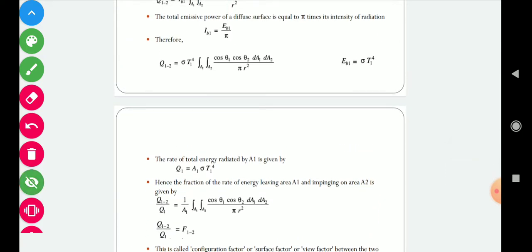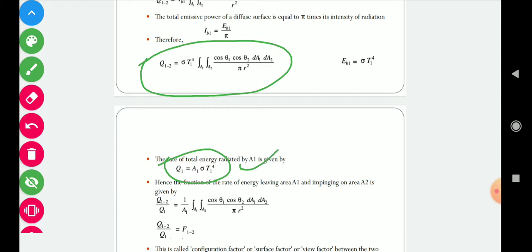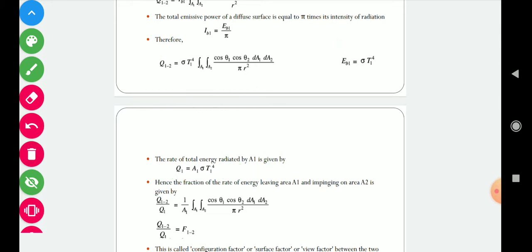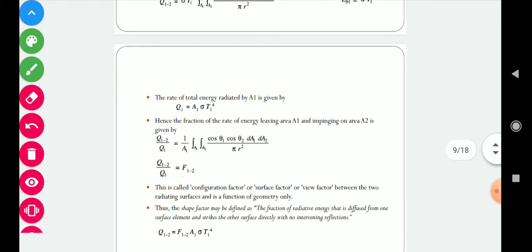So this is the total amount of energy radiated by element A1, and this one is only the fraction of energy which is emitted by A1 and strikes A2. This is the total amount of energy radiated, and this is the amount of energy radiated which strikes A2. If we divide this equation by this equation, then we can calculate the fraction of energy which strikes surface A2. That fraction is known as the view factor or shape factor.